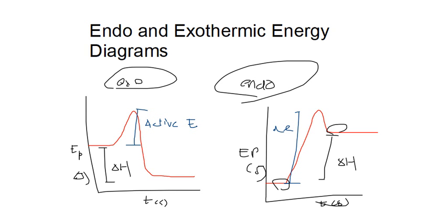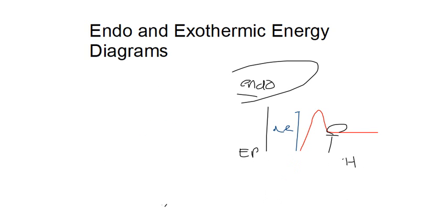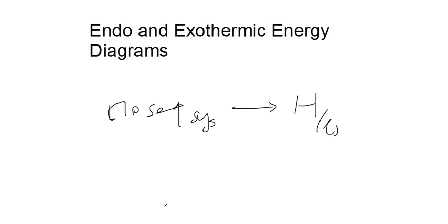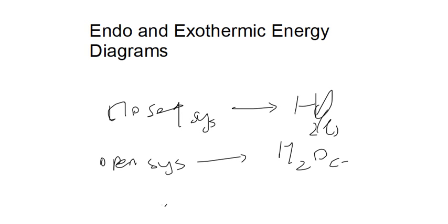Another thing that we have to note, not specifically relating to the diagrams, but it's an important thing that we should know: in a closed system, H2O is going to always be formed as a liquid. So that's water vapor or liquid water. Sorry about that. And in an open system, H2O is going to be a gas.